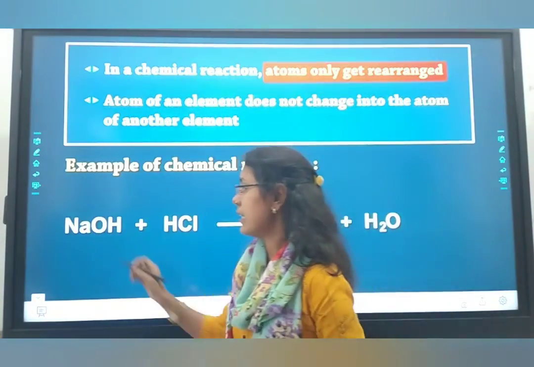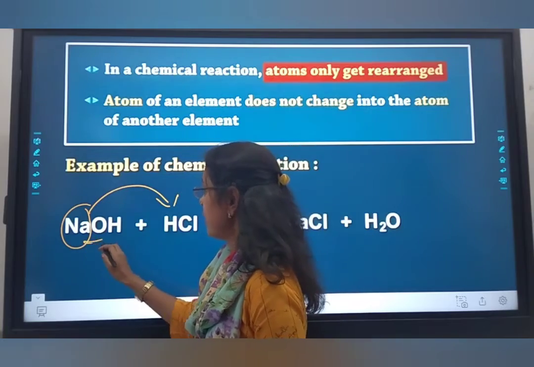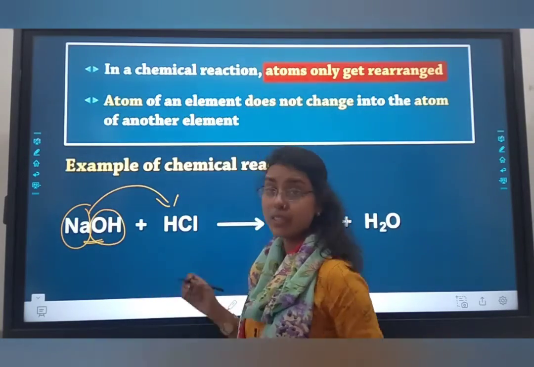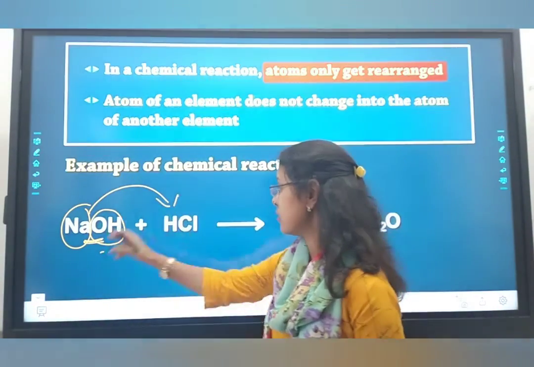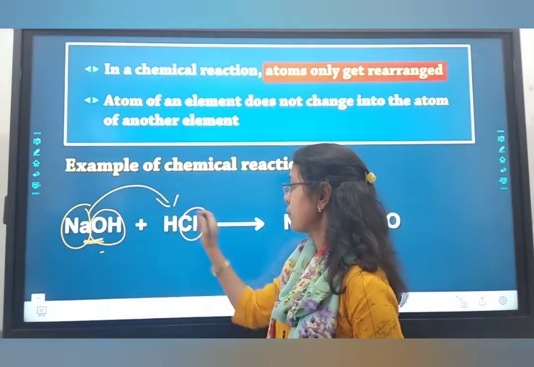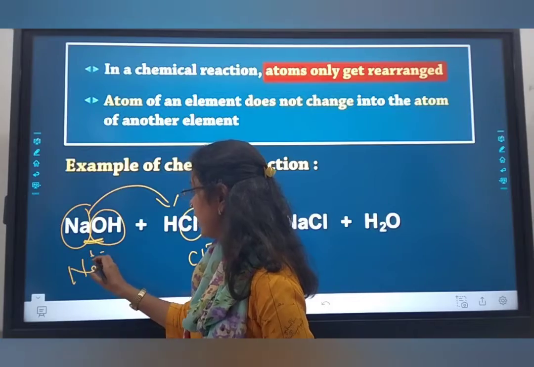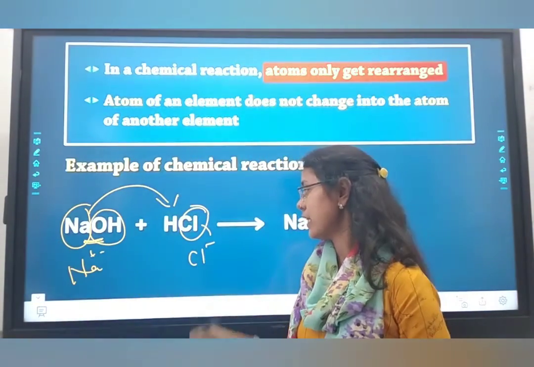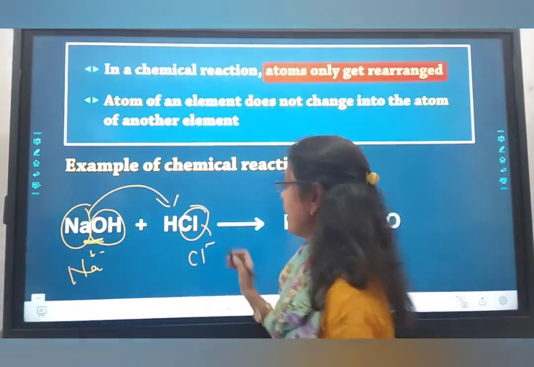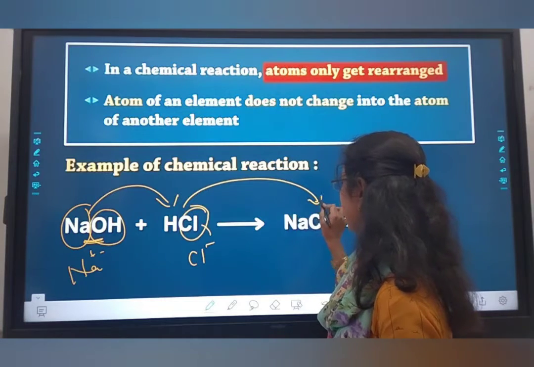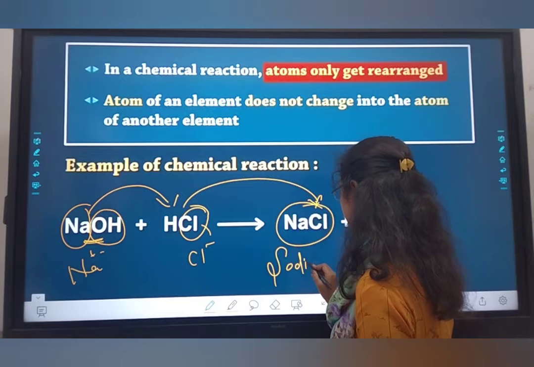Right? So for example, let us take sodium hydroxide. Here the sodium breaks the bond with the OH group, the hydroxide group, and it reacts with the chlorine part. It's nothing but Cl minus and Na plus. Na plus has the tendency to donate an electron, whereas chlorine has the tendency to accept an electron. So what happens? Sodium and chlorine react to form sodium chloride.